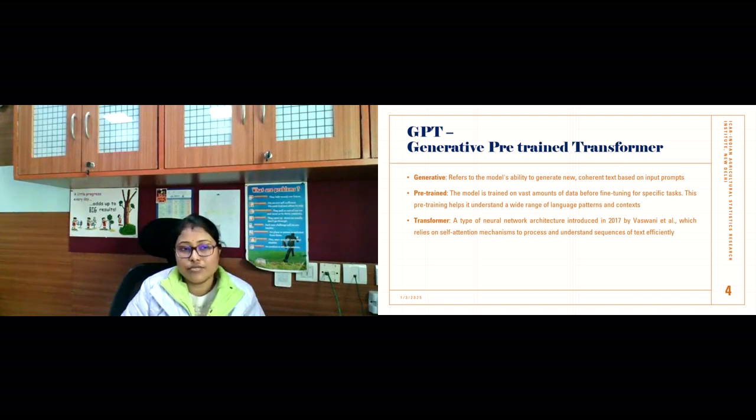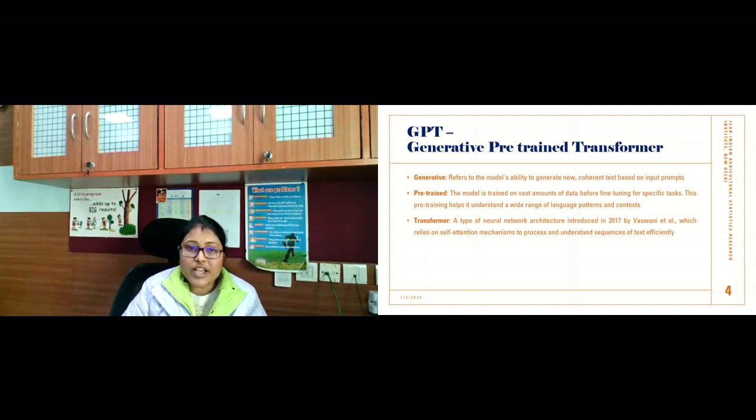First one is the generative. From generative, we can understand that the computer program or the model has the ability to generate new coherent text based on input prompts. That means what we see in ChatGPT is basically users giving some prompt to the computer program, and the computer program understands your prompt. You can change the language while you are giving prompts. I can write it in Hindi, draft me an email for tomorrow's meeting, or give me a meeting scheduler so that I can send it to my colleagues. This kind of prompt a user can input.